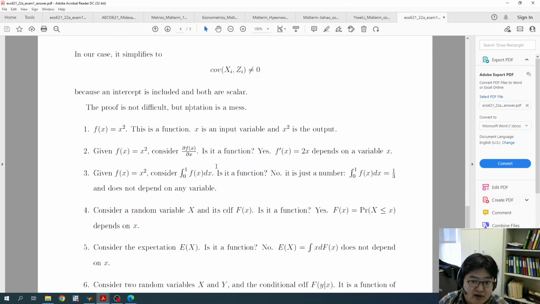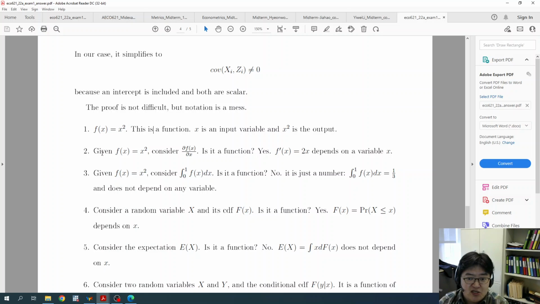So let me start from a very simple example of the notation of a function versus a constant. Function and constant are different. Think about case number one: f(x) equals x squared. Obviously, this is a function, which means if you input x, your output is x squared. So if you put in a different value, you are going to get a different output. That is a function, right?